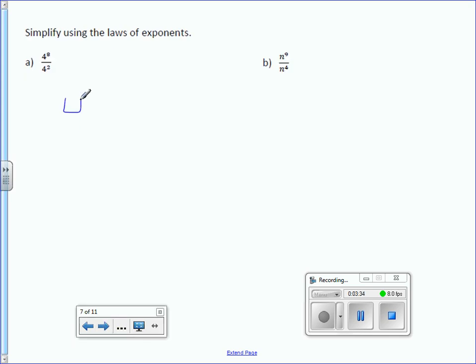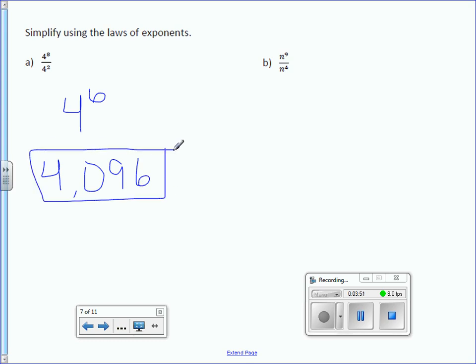So our base is 4, subtract the exponents, 8 minus 2, and you get 4 to the 6th power. And 4 to the 6th power is 4,096. Letter B, our base is N. 9 minus 4 is 5, so it is N to the 5th power.